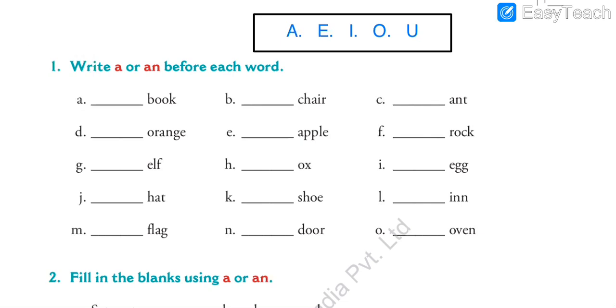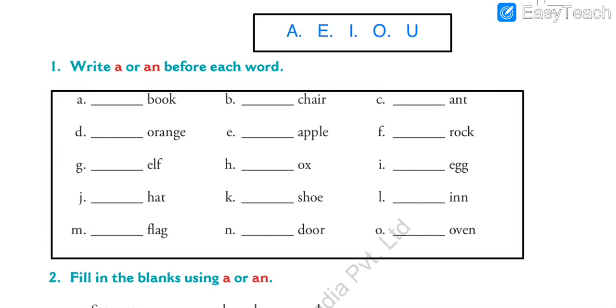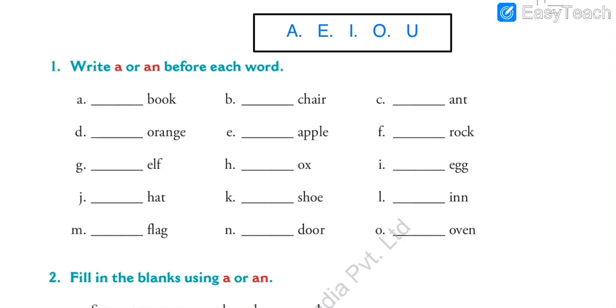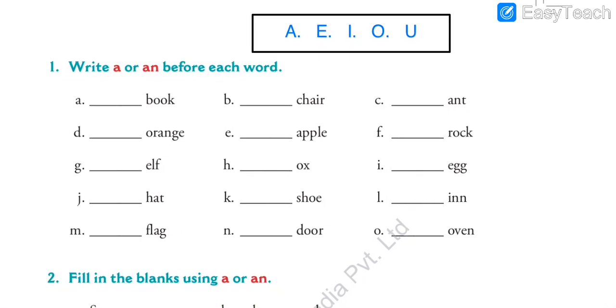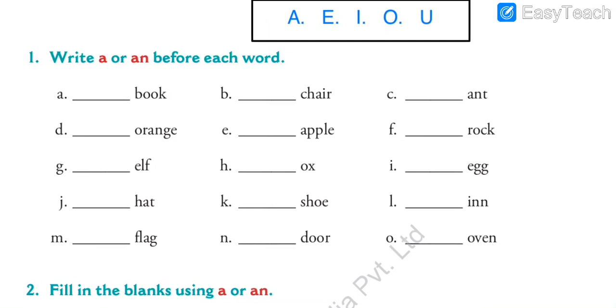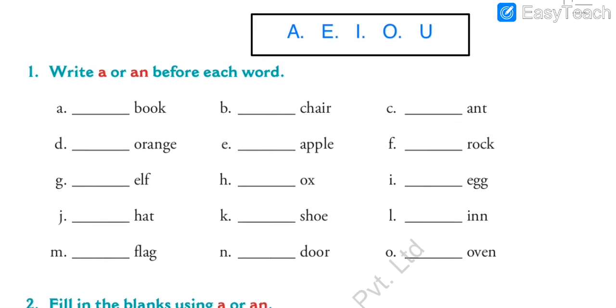Let us just read the heading. Exercise 1. Write A or N before each word. So as we did in the warm-up exercise, the same thing we are going to do here, but here the pictures are not given, only the words are given, but that is okay. You just need to observe the word, understand whether it is a vowel or a consonant, and then fill in the blank accordingly. So now students, let me read the first blank for you. Blank A.